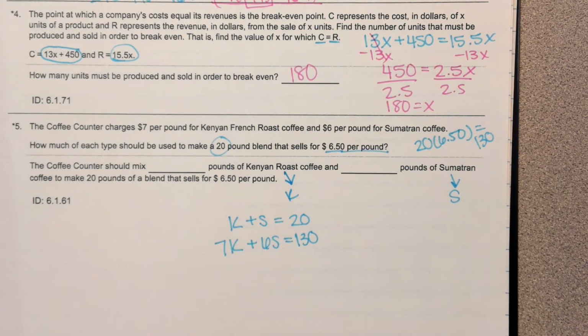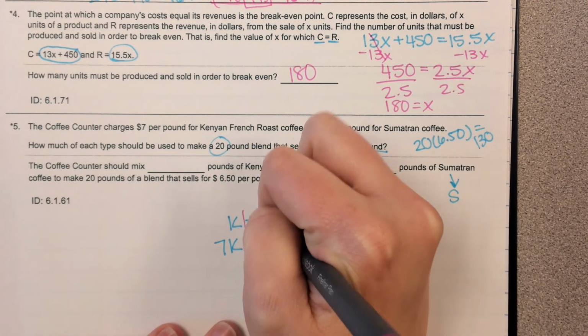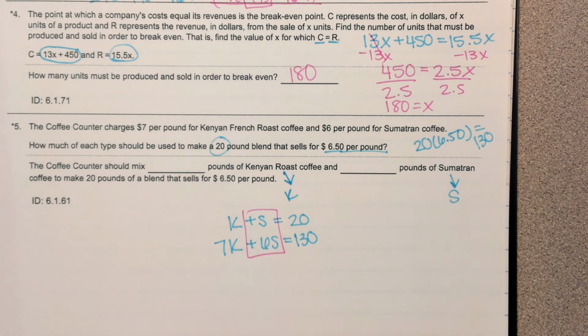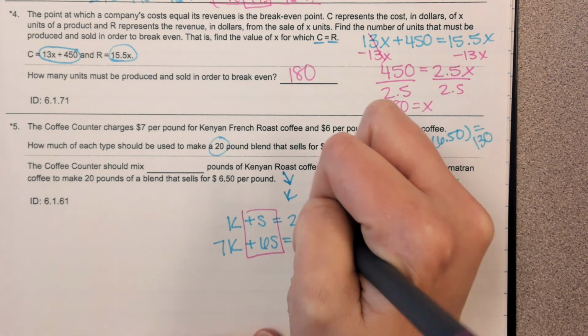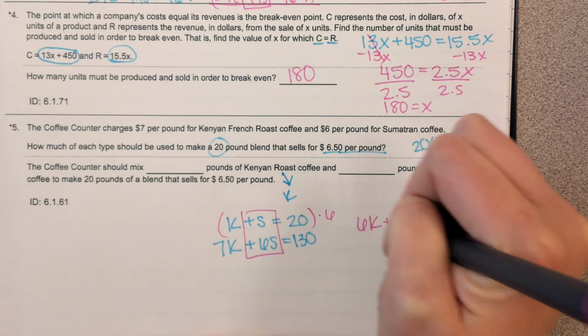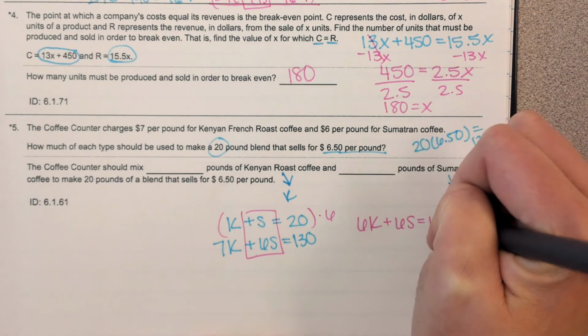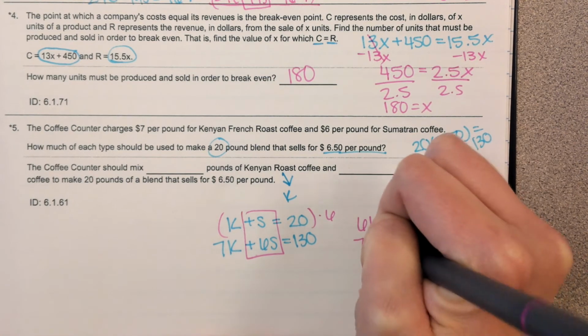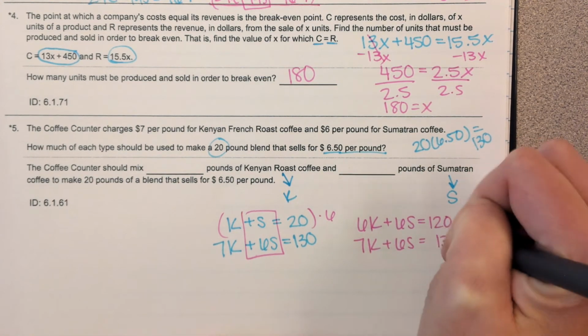It's ready for elimination. We just have to get the variables with matching coefficients. So you can do K or S here. It really doesn't matter. You just choose. I want to use S just because it's a smaller number, but really they're only one different, so it's not going to make that much of a difference here. So I'm going to look at the S's. That means I need to multiply the top one by 6. So that's 6K plus 6S equals 120. Then 7K plus 6S equals 130.